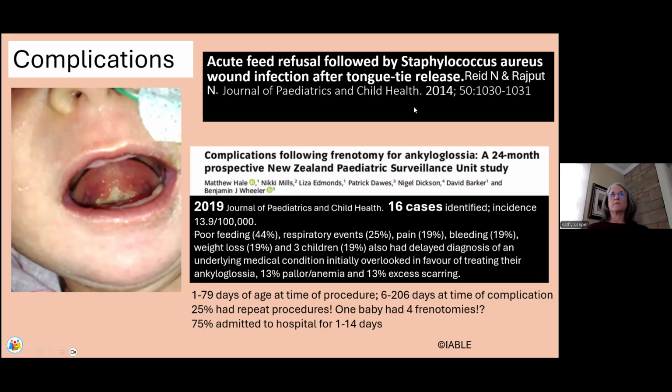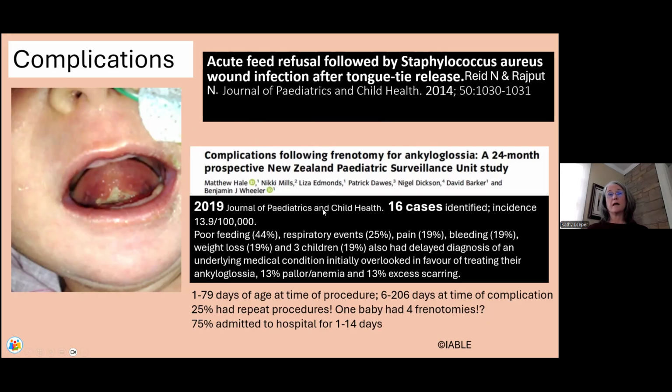being described. So probably one of the worst ones is this baby right here, from this article about an acute Staph aureus wound infection after release. It's hard to tell, but the whole floor of the mouth is swollen and red. This baby stopped eating, refused to eat, got septic. You can see their skin is all mottled. This is not normal. I've never seen it, knock on wood. I don't know anyone who's seen it. There's been this case or two reported.